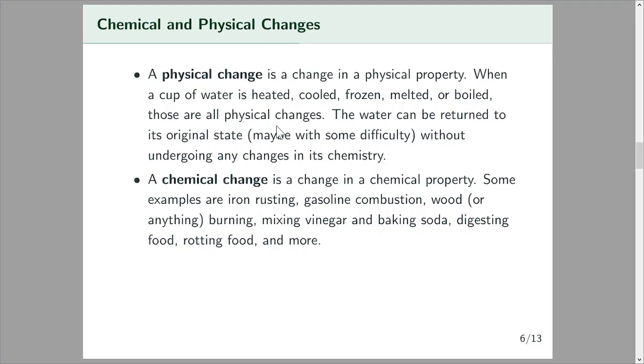An example of chemical change is iron rusting. It's no longer iron, it's now iron oxide when it rusts. Gasoline combusting: when you light gasoline on fire in the presence of oxygen, you get carbon dioxide and water. Wood or anything else burning, those are chemical changes. Mixing vinegar with baking soda, as I said earlier, digesting food, rotting food, and so on. Those are all chemical changes.